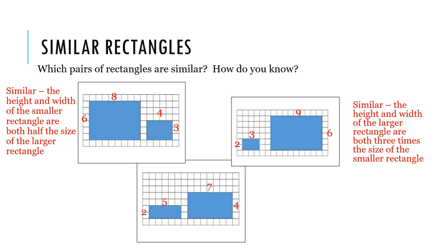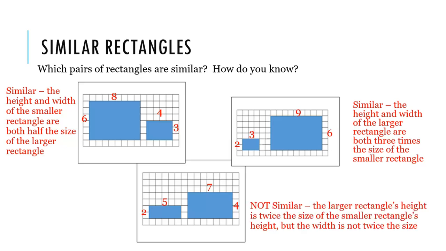We won't go from 2 to 4 and 5 to 7. 2 to 4 is double, but 5 to 7 is not double, so these are not considered similar.